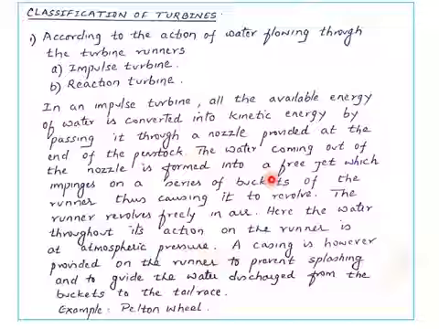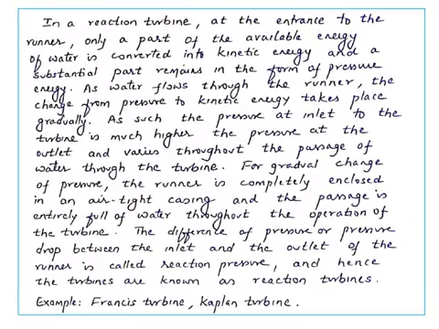However, a casing is provided to prevent splashing and to guide the water from the buckets to the tail race. Here all the available energy is converted to kinetic energy by passing the water through the nozzle. Such a type of turbine is known as an impulse turbine. An example is the Pelton.